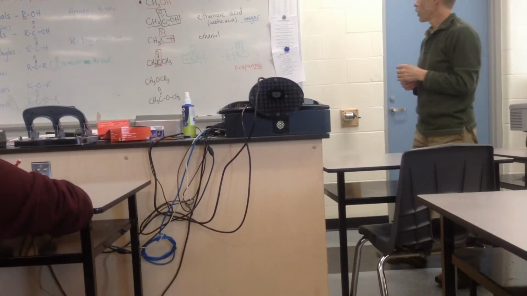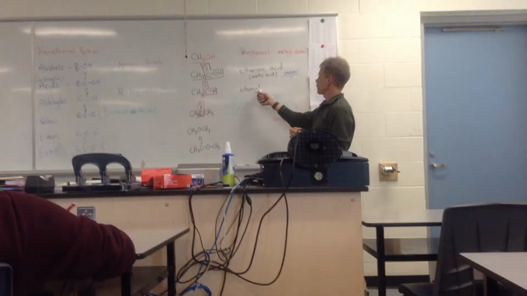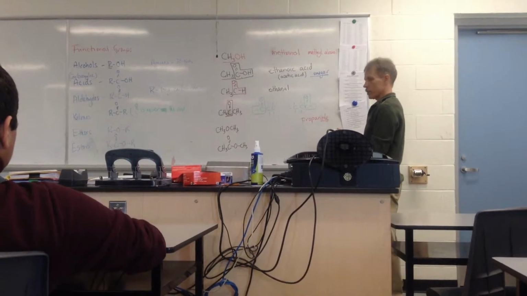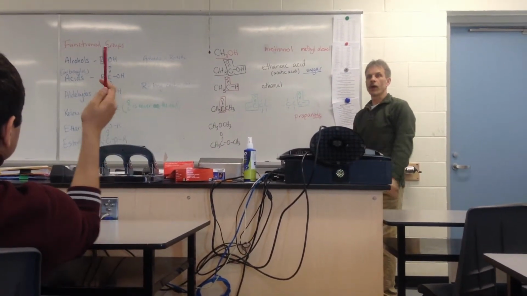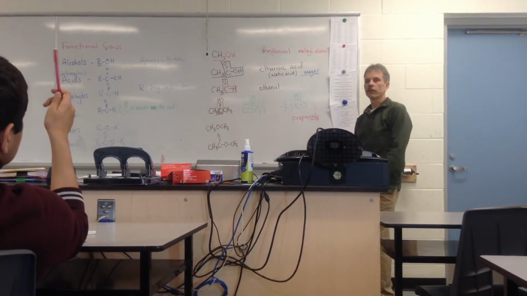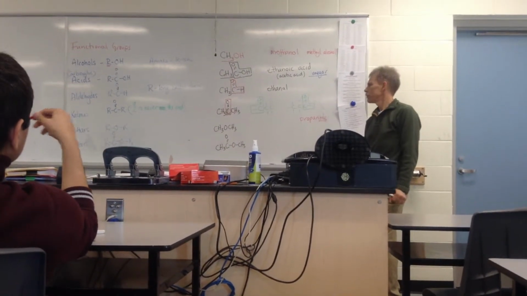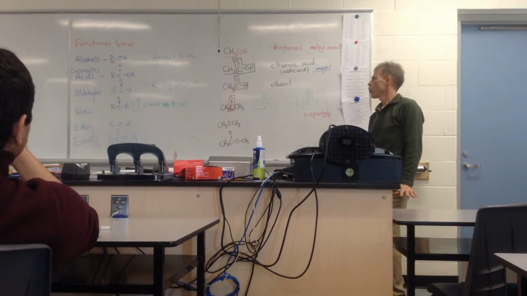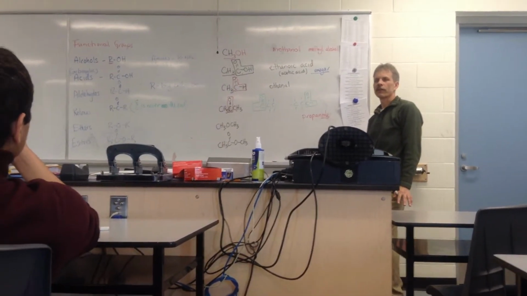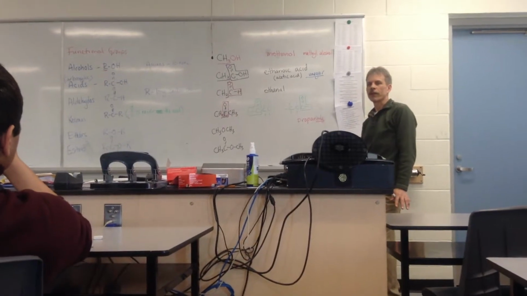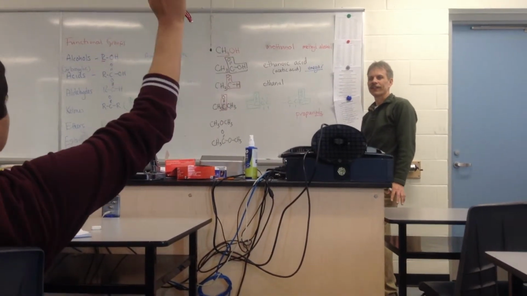Why is the third one in two different ones? Why is it aldehyde, but it's also ethanol? We're so confused. It's ethanol with a CH3 beside it. That's a group. So it's an aldehyde. Now I get it. Oh, okay.